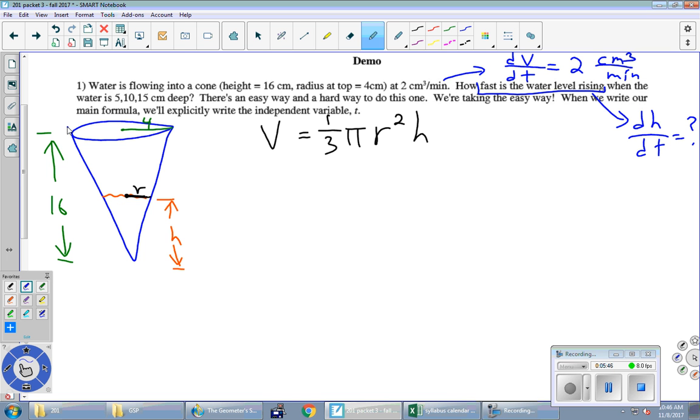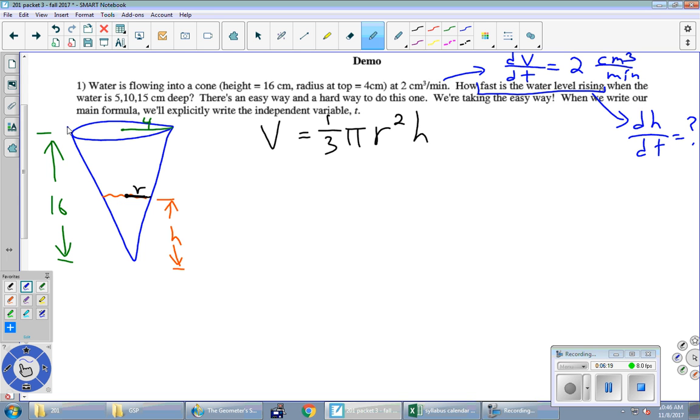However, R is changing, right? As the water level rises, the radius of the cone of water changes. H is also changing, which means R and H are both variables, which means what rule to take the derivative? Product rule. It's okay, it's not the worst rule in the world, but we'd have to use the product rule. And in taking the derivative of the R squared term, okay, so it's 2R, but R is changing. R itself depends on time. And so it's not only 2R, it's 2R times the derivative of R with respect to t.